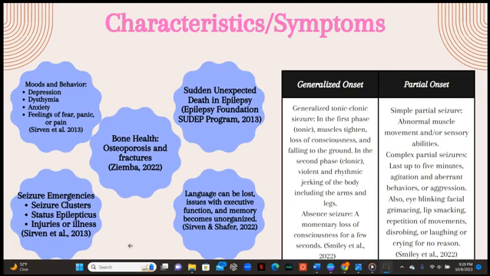In an absence seizure, a momentary loss of consciousness for a few seconds is displayed. Simple partial seizures involve an abnormal muscle movement or sensory ability. Complex partial seizures can last up to 5 minutes. There is agitation and aberrant behaviors or aggression in that individual. There can be eye blinking, facial grimacing, lip smacking, repetition of movements, disrobing, or laughing or crying for no reason.